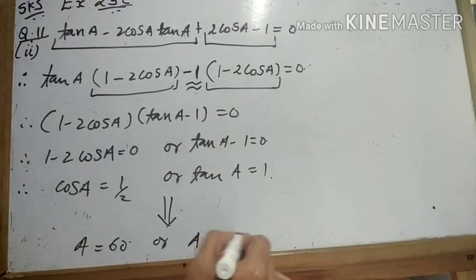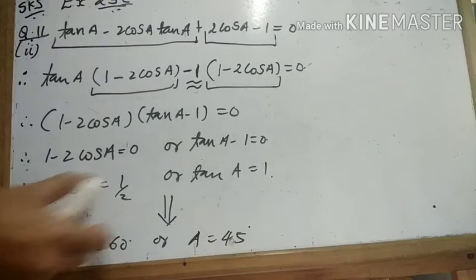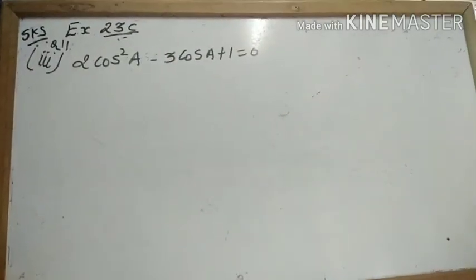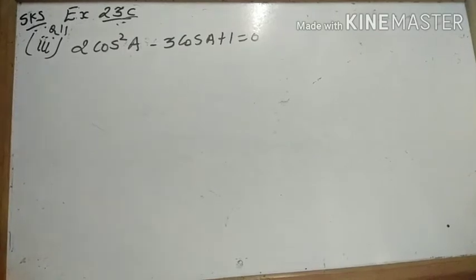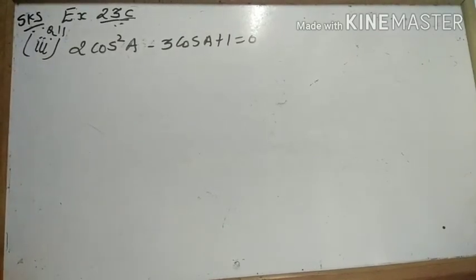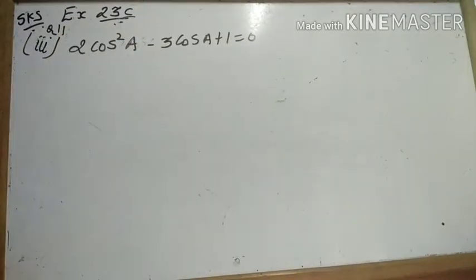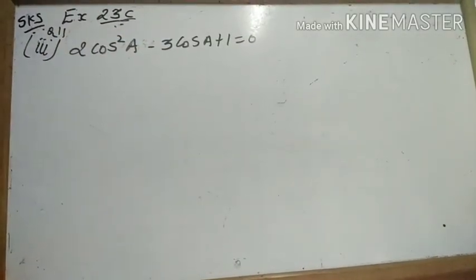I hope this will not be difficult for you to solve the in between part which I have left blank. Exercise 23C, question 11, sub question 3: 2 cos square a minus 3 cos a plus 1 equal to 0. Here there are only 3 terms. Then can we factorize that or not?